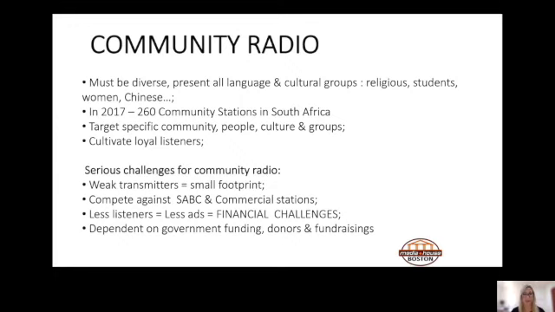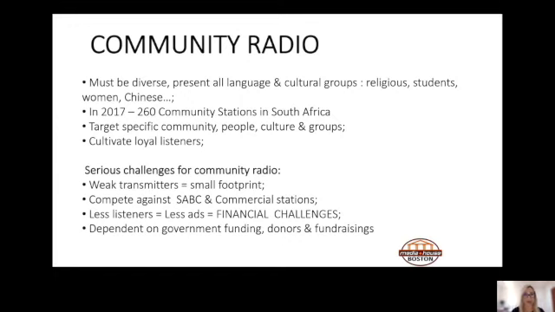Okay, so they are dependent on funding, whether it is from a government institution, whether it is from universities, whether it is from the MDDA in South Africa, which is the Media Development and Diversity Agency for South Africa, or whether it's from other donors or fundraisers.